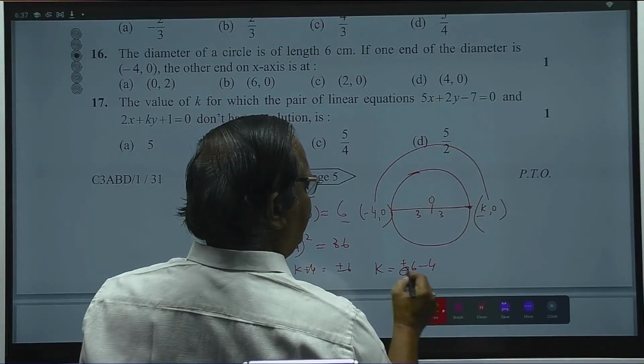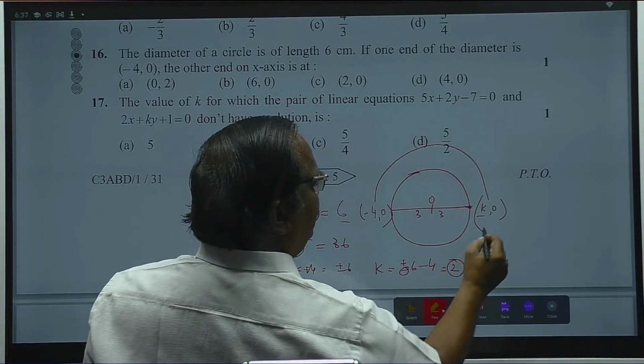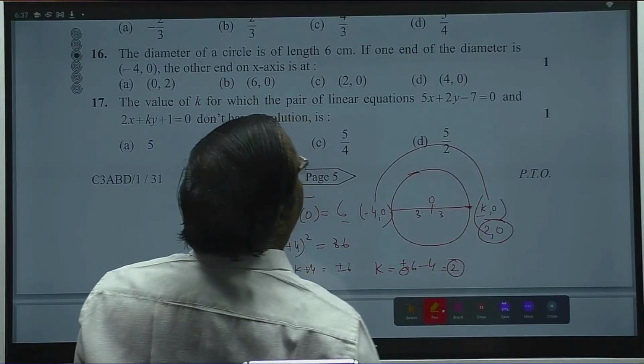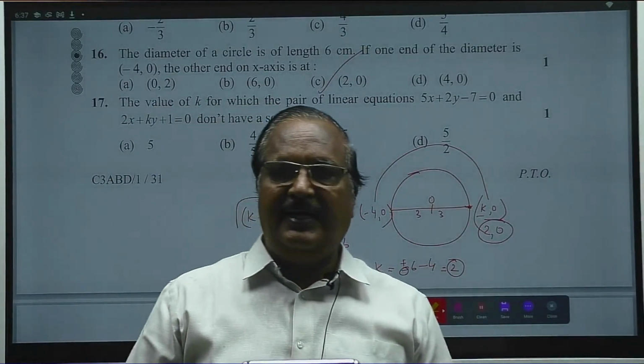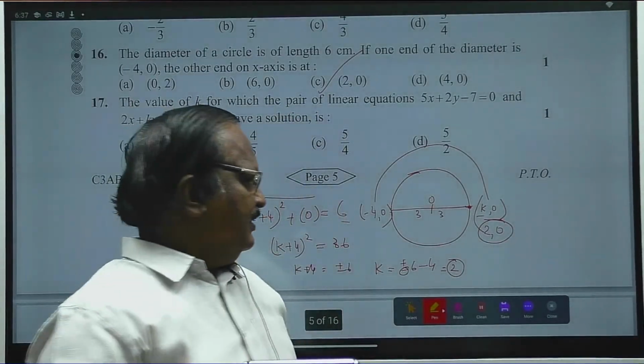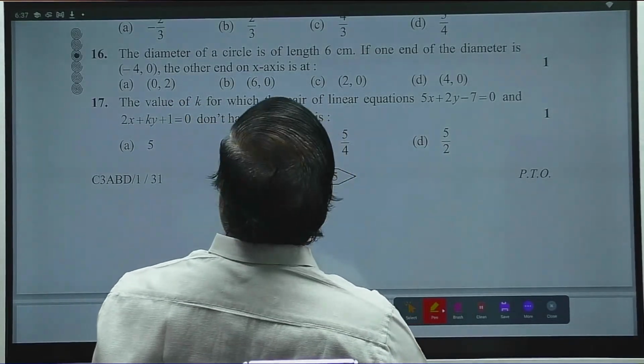Let me take positive value 2. K is equal to 2. So 2, 0 is the answer. C is the answer. Okay, C is the answer. So now let me go to another question.